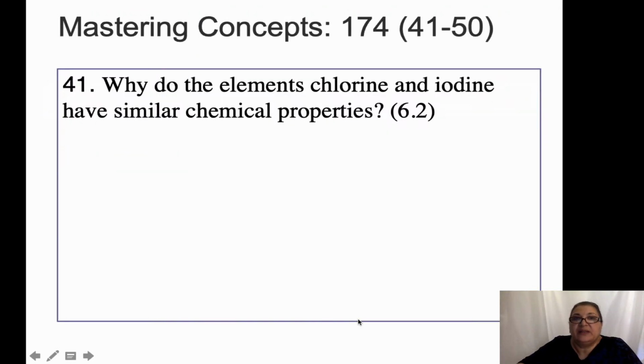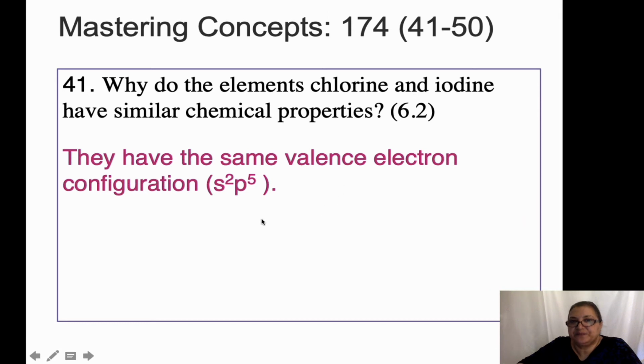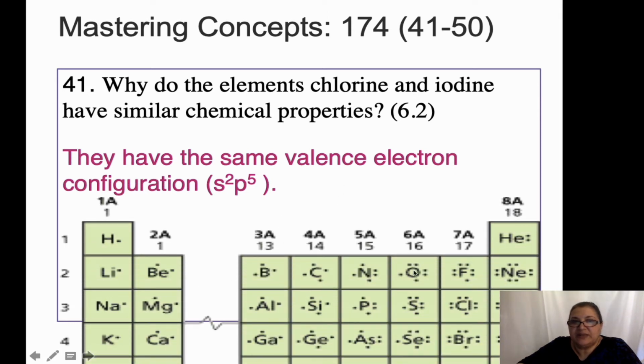I'm going to work on the mastering concept for your do now. Some were having problems with them. So why do elements chlorine and iodine have similar properties? Let's look at the periodic table. Chlorine, right here, has the S2 and the P5. So both iodine and chlorine fall under 7A. So they have the same electron configuration, so they would have similar properties.